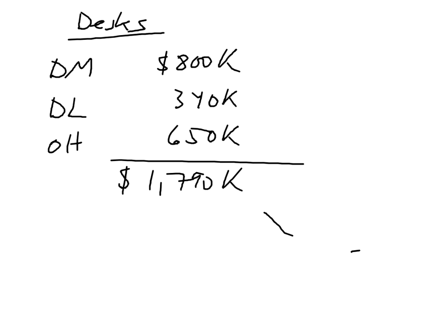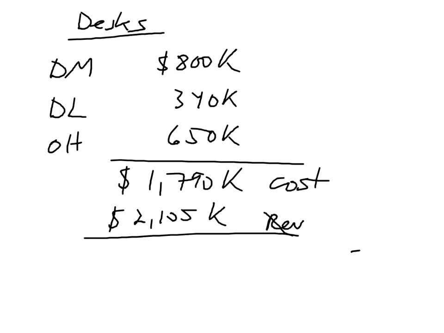All right. Part B says that we're expecting our revenue to be the same. So our revenue is still going to be 2,105,000. So the difference between the cost and the revenue is going to be $315,000. All right, so we have $315,000 in profit.